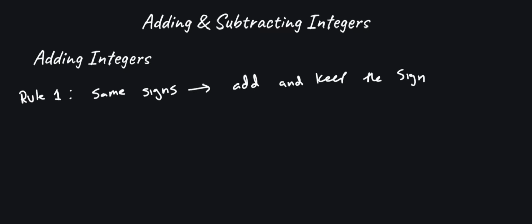Rule 1 says if the signs are the same, we add and keep the sign. Example, -2 + -4. In this case, -4 and -2 have the same sign, so we're going to add them and keep the sign. So this is equal to 4 plus 2 is 6, and we keep the sign. Let's move on to the second rule.